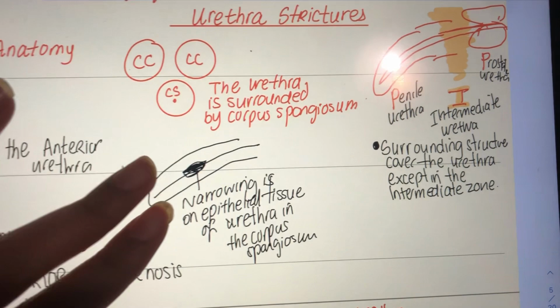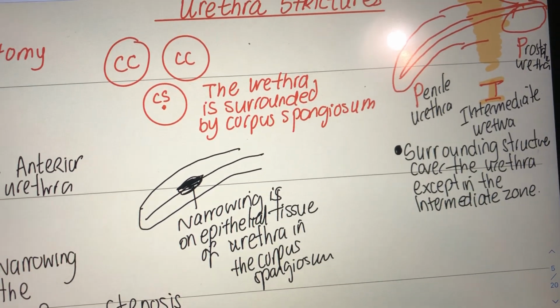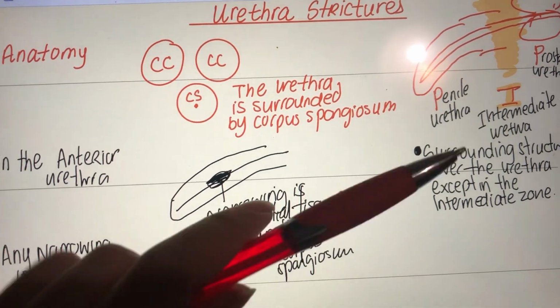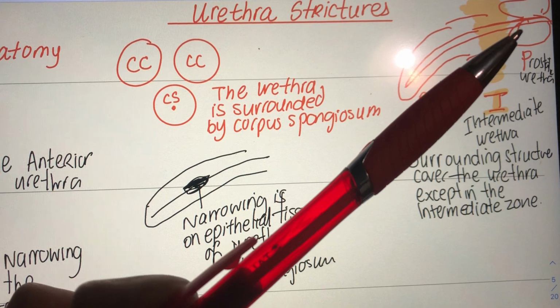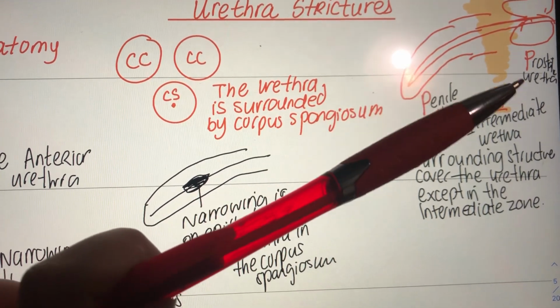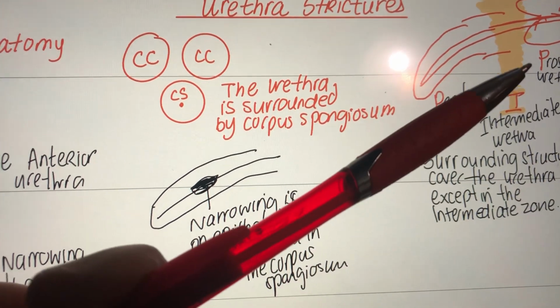Now there are three different parts of the urethra we need to be aware of, which is the penile urethra, which is this part down there, and then you have the prostatic urethra at the top, which is surrounded by the prostate gland, and in between you'll get this intermediate urethra, also known as the membranous urethra.